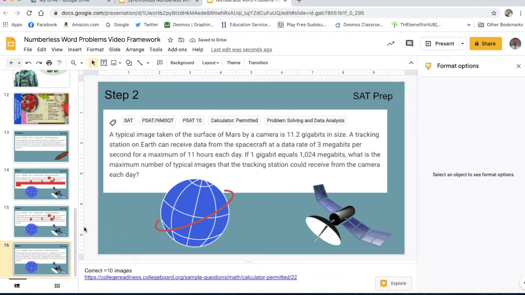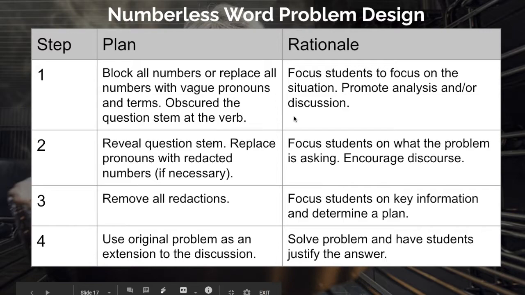So when we go ahead and implement the actual discussion on it, we go back to the rationale that we had before. So when we have our discussion talking about what these word problems are doing, we have the very first block, which was the numbers are redacted and the question stem is redacted, and we have the students tell me what they know. Again, they don't know the question, so they can't focus on it. They don't know the numbers, they're going to have to focus on the situation. Step 2, now we give them the question stem. Now we can ask them, well, what are you trying to find? Step 3, remove all the redactions and let the students answer the question.